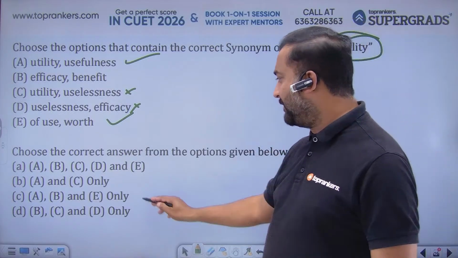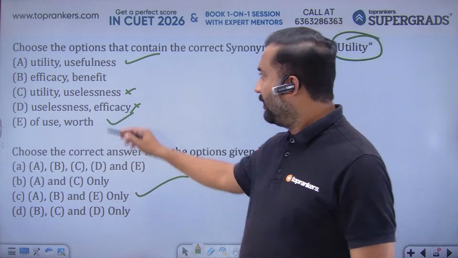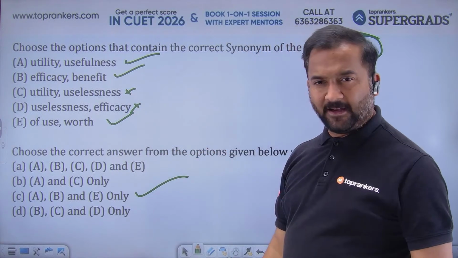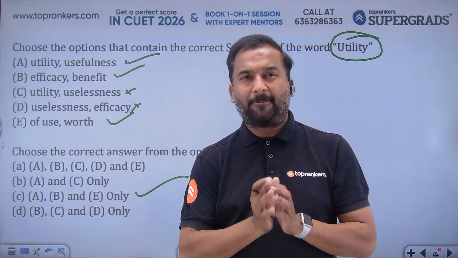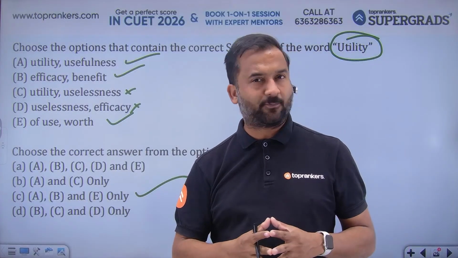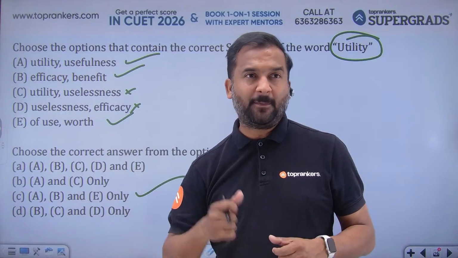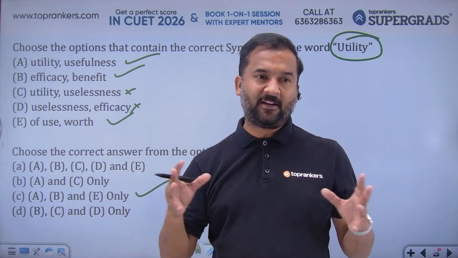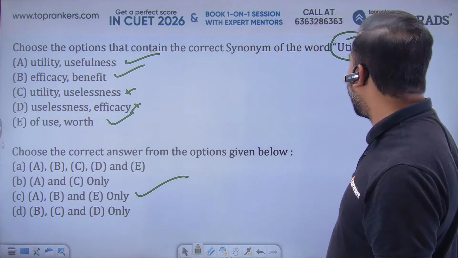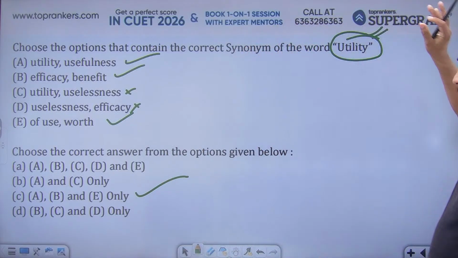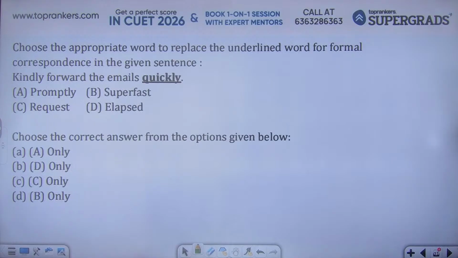Where do we see that? We see that in option C. Efficacy and benefit ये भी करेक्ट है. So ये भी एक और तरीका NTA का आपसे synonym and antonym type questions पूछने का. And you must be prepared for all these different types. So A, B, and E are the ones that can be correct synonyms for the word utility.